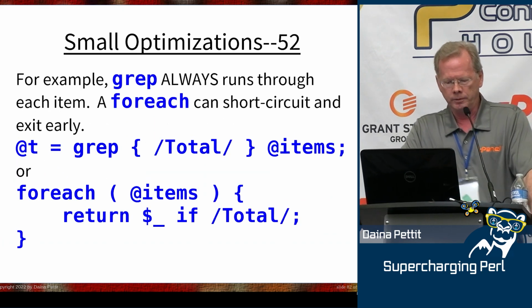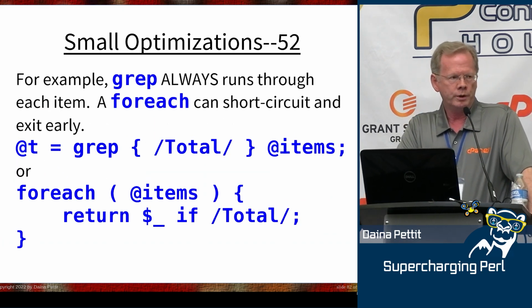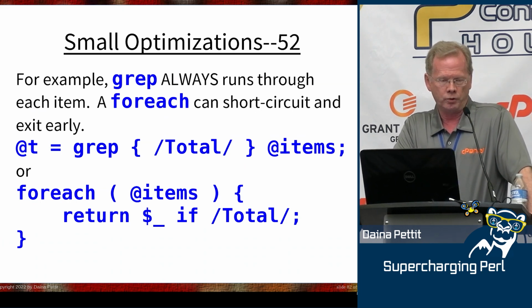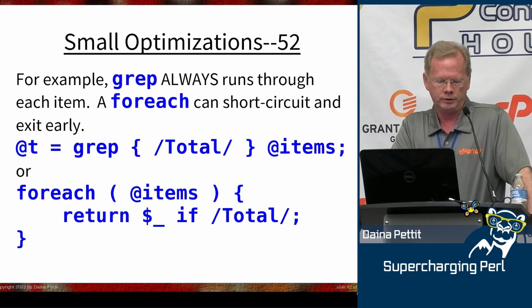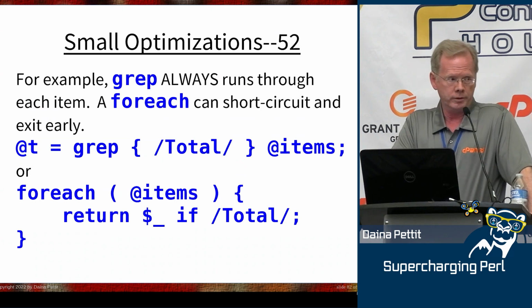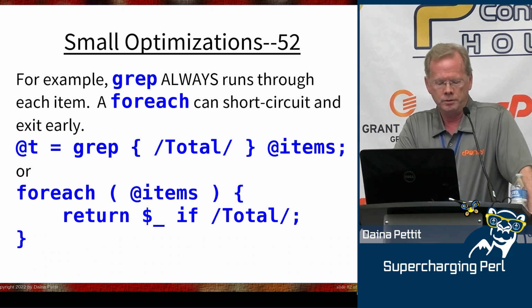So here's an example. grep will always run through the entire list that you give it. A foreach can short circuit and drop out early. So if you're looking for something and you know there's only one of them, so we're looking for the line that says total in it out of the items list, we can grab that with a grep. But we can also get it sooner on average if we just do a dropout of a foreach.